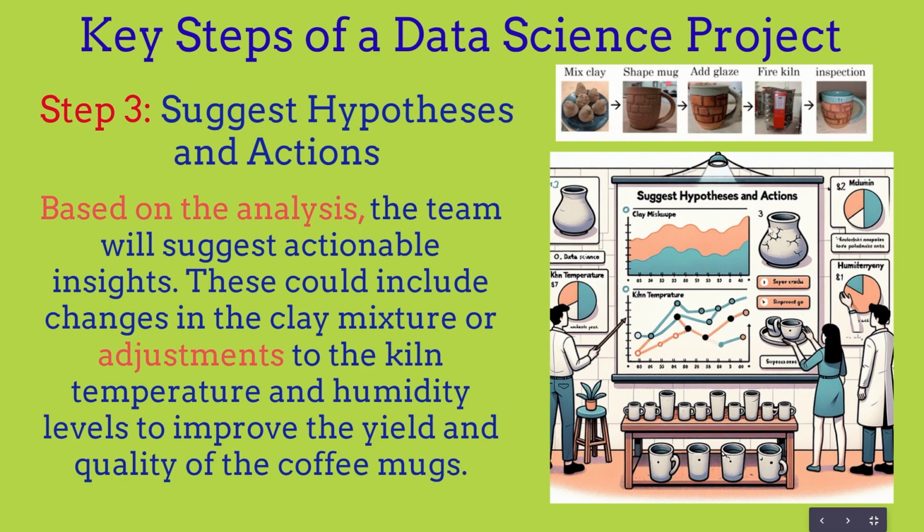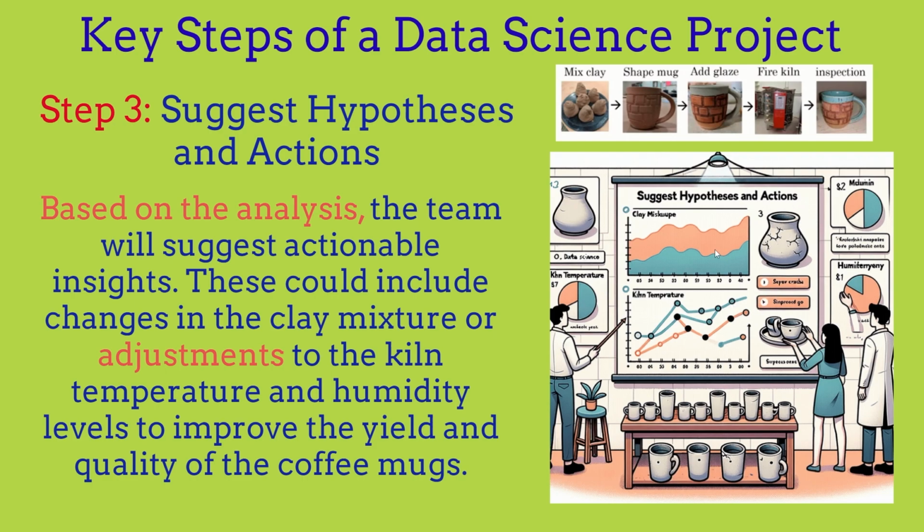If we look at the picture on the right, what we have to do for step number 3 is to suggest a hypothesis. So let's just say that the data science team figured out that whenever the kiln temperature was high, then the coffee mugs ended up getting cracks, like this one. So the kiln temperature was high, then these coffee mugs started getting cracks.